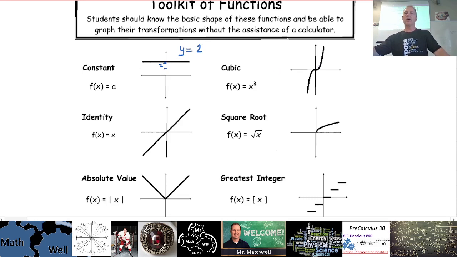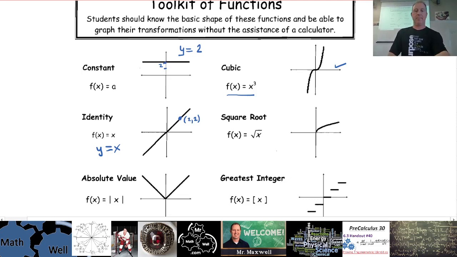A cubic function, for example, f(x) or y = x³ would look like this. That's the general shape of a cubic function. An identity function is the same as y = x. That's a straight line here where the values for the x and the values for the y would always be the same for each point that's on this line.